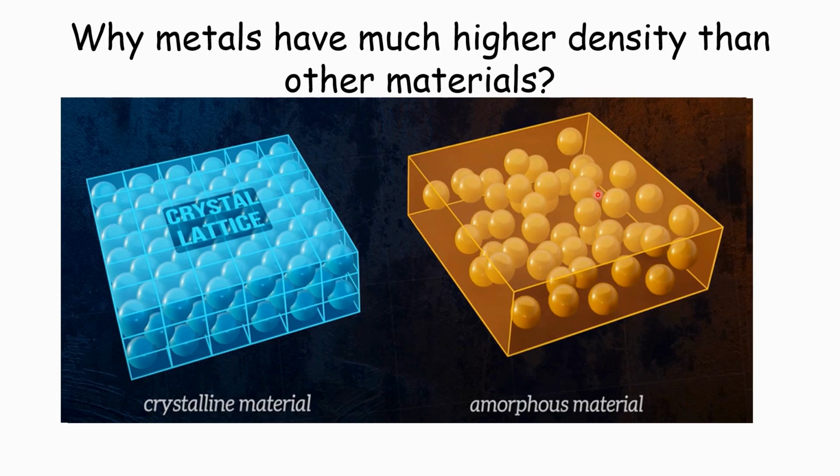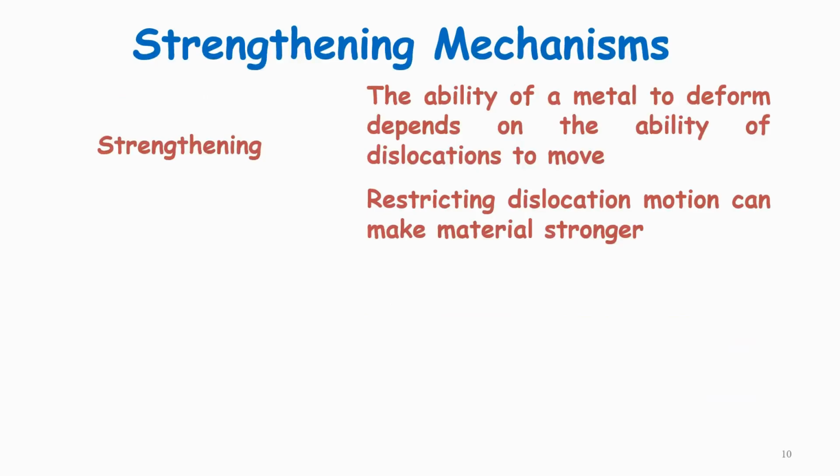So strengthening mechanism, we can define it as the ability of metal to deform depends on the ability of dislocation to move. So like what I have mentioned just now, when we restrict dislocation motion, we can make the materials stronger. So when we want to increase the material strength, this can be achieved by inhibiting dislocation motion. And there are many types of strengthening mechanism that we can perform.